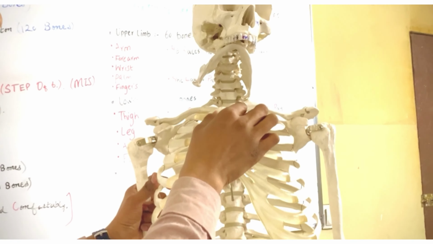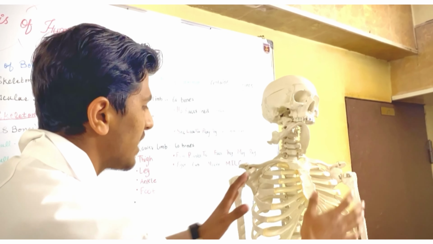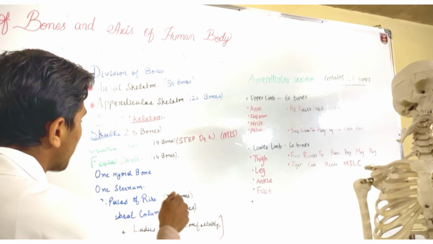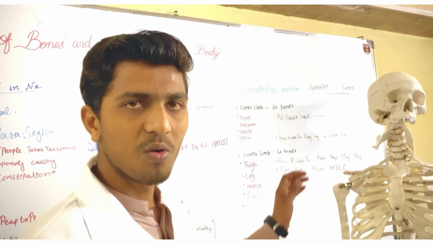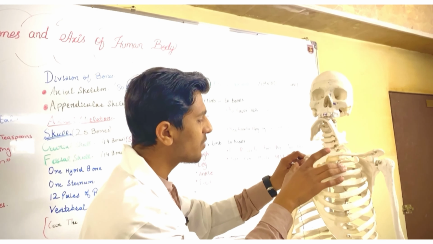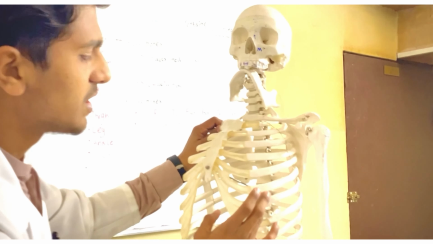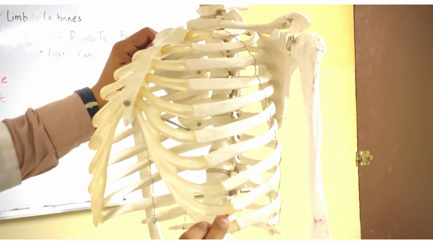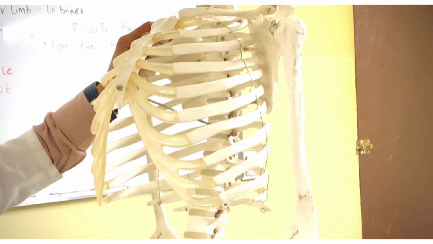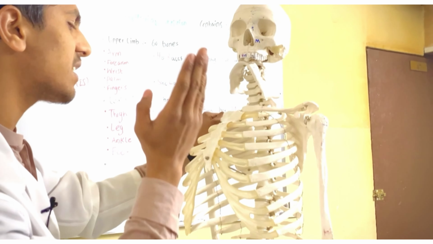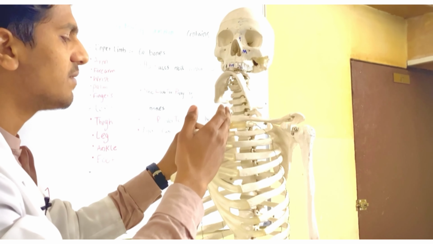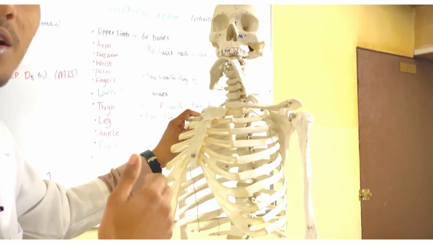And next one I want to explain is the ribs, the thoracic cage. There are 12 pairs of ribs, containing 24 bones. These are the 12 pairs of ribs, in which the first 7 are true ribs, the next 3 are false ribs and the last 2 are floating ribs. Why are the first 7 true ribs? Because these first 7 pairs of ribs are directly attached to the sternum. That's why the first 7 pairs of ribs are true ribs.